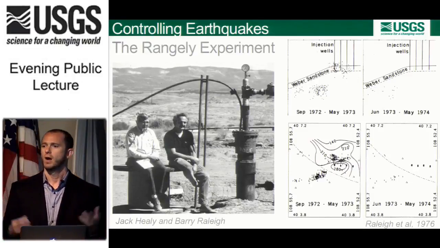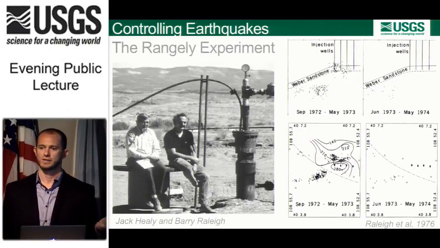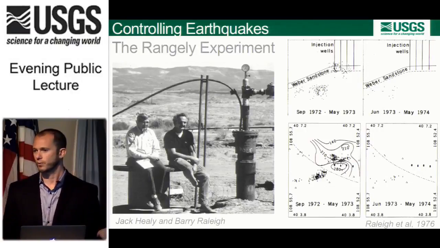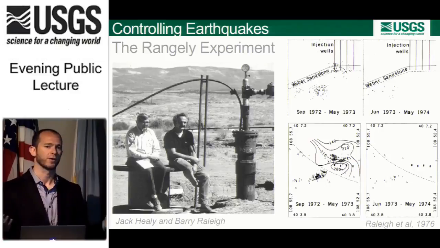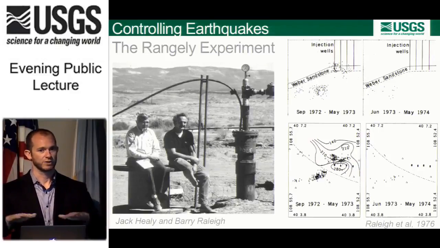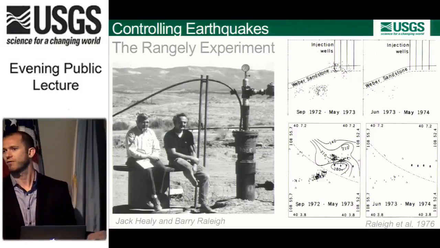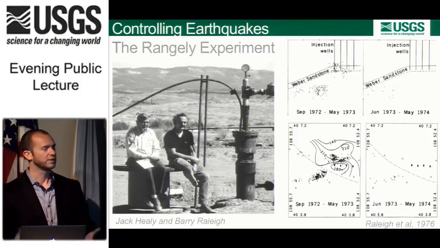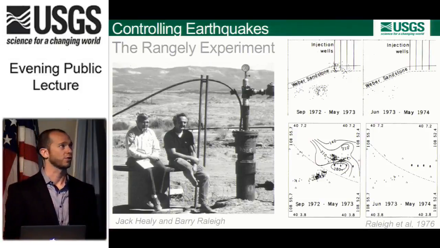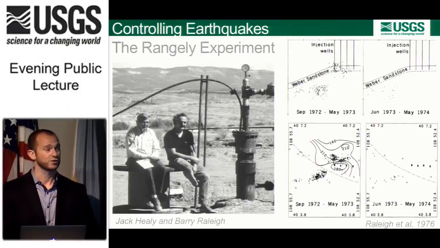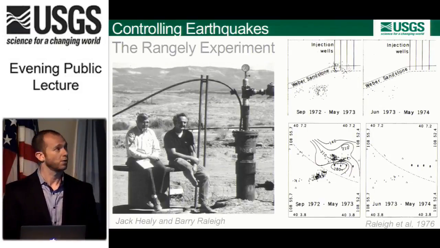And they said, our hypothesis is if we inject, we're going to cause earthquakes. And then if we suck out all the water and return this area to its natural state, to its natural fluid pressure, we're not going to have earthquakes. And if this is true, this is going to prove that fluid pressure really is the cause of these earthquakes. And as it turned out, that's exactly what they saw.